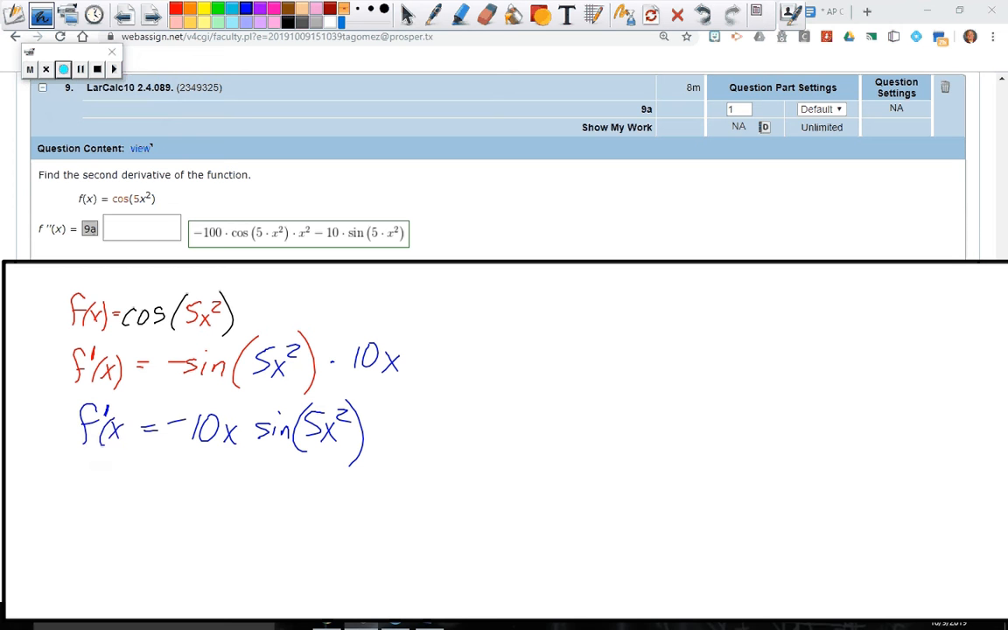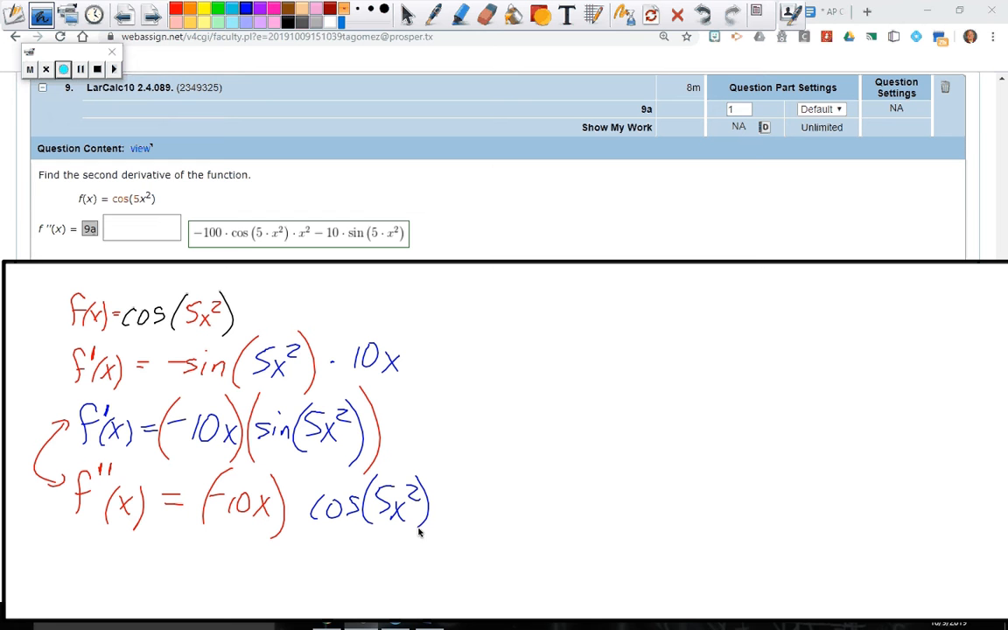And I want the second derivative. Looking at the second derivative, the power of parentheses tells me this is going to be a product rule. So make sure that you are writing these very, very correctly as you go through the problem, and you'll see why as you do more homework. It would be the first times the derivative of the second. And what's the derivative of the second? Cosine 5x squared. Keep going. Times 10x.